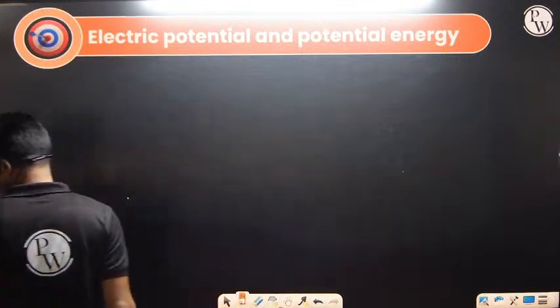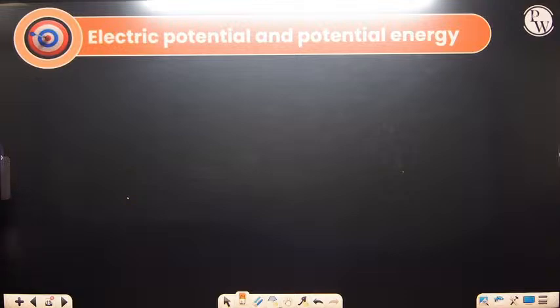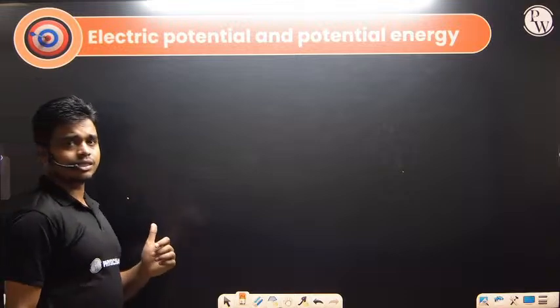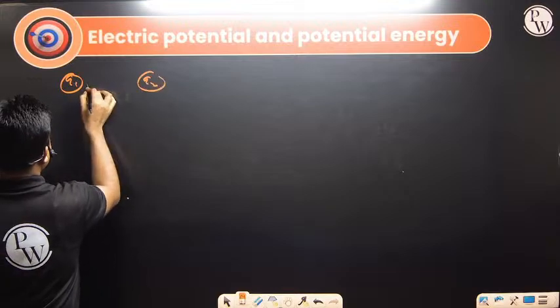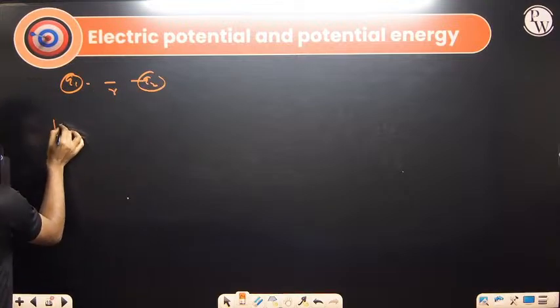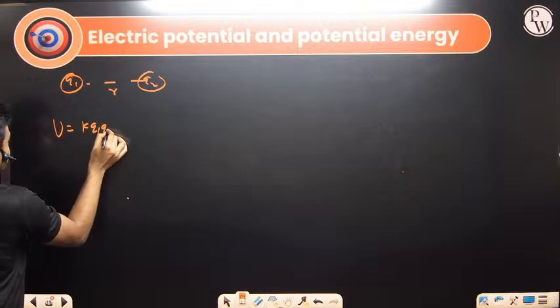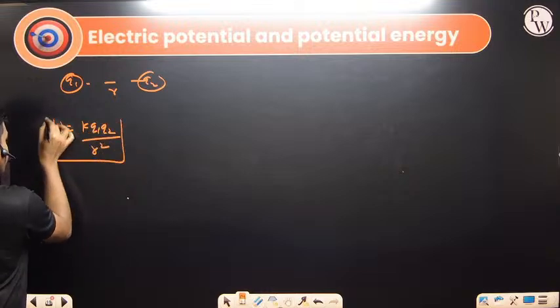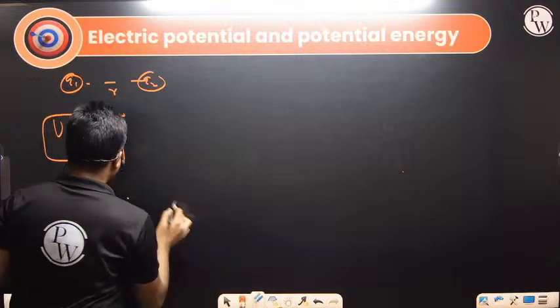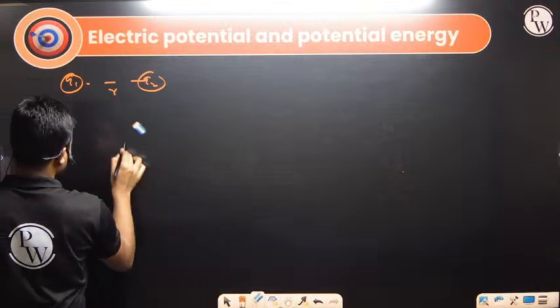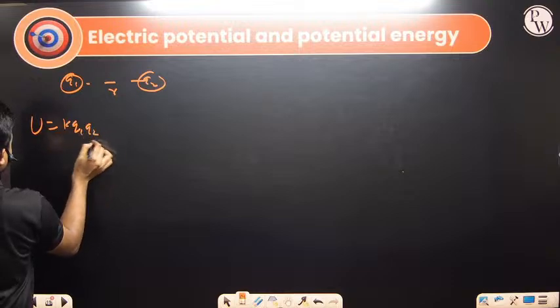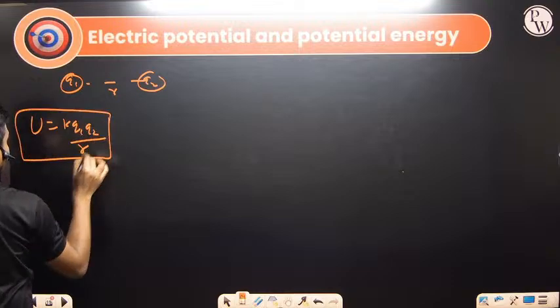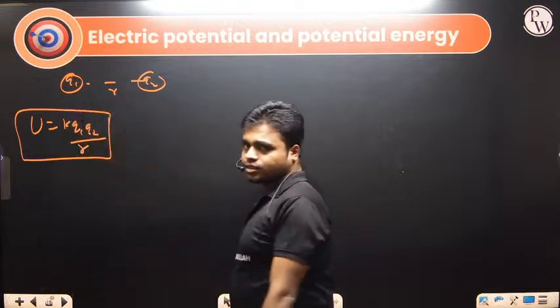Then here we define the second part of the chapter, the second chapter: electric potential energy and potential. So if you have two charges Q1 and Q2 at distance r, then U is given by K Q1 Q2 divided by r squared. Sorry, K Q1 Q2 divided by r. That is the electric potential energy. So U is equal to K Q1 Q2 divided by r. Okay, so here is the potential energy between two charges.